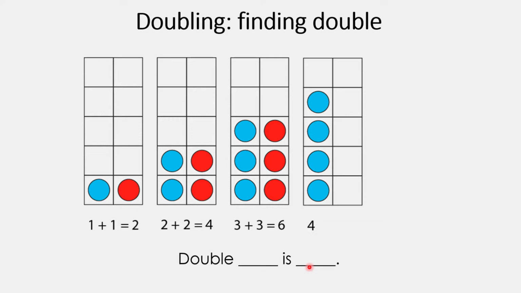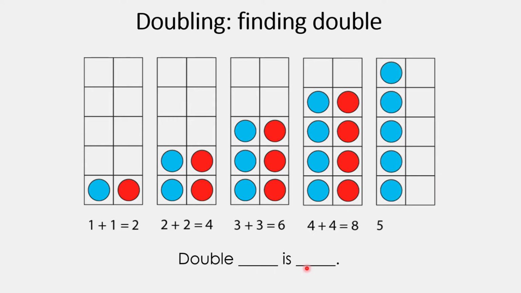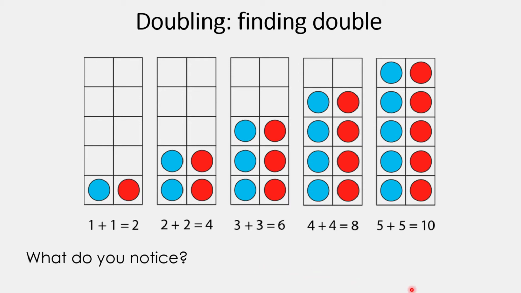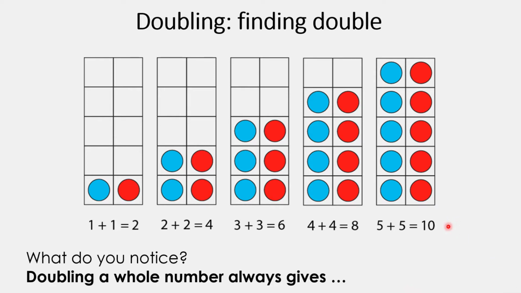Next one. 4, what's it going to be? Plus 4 is equal to 8. Or you can say double 4 is 8. And 5 plus 5 is equal to 10. Or you can say double 5 is 10. Well done. Now, what do you notice? Looking at the tens frames, looking at our equations, thinking about the answers, can you complete the sentence?